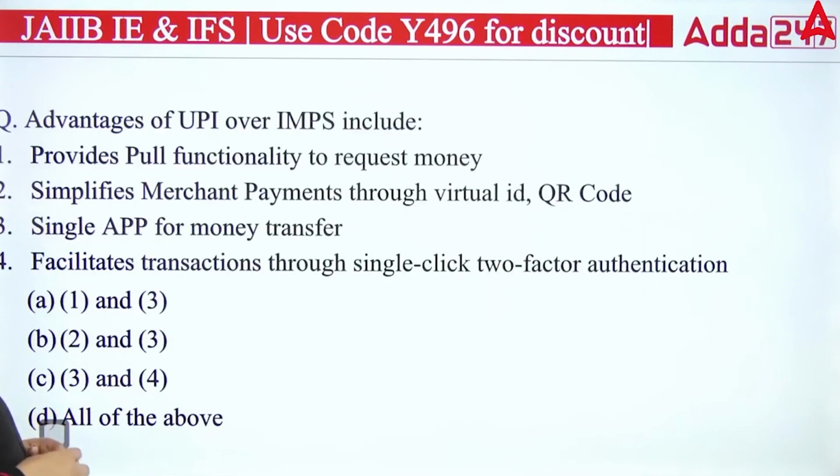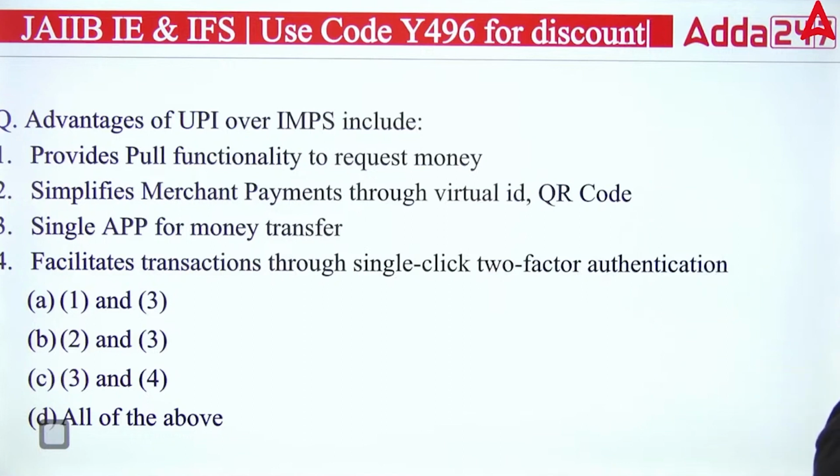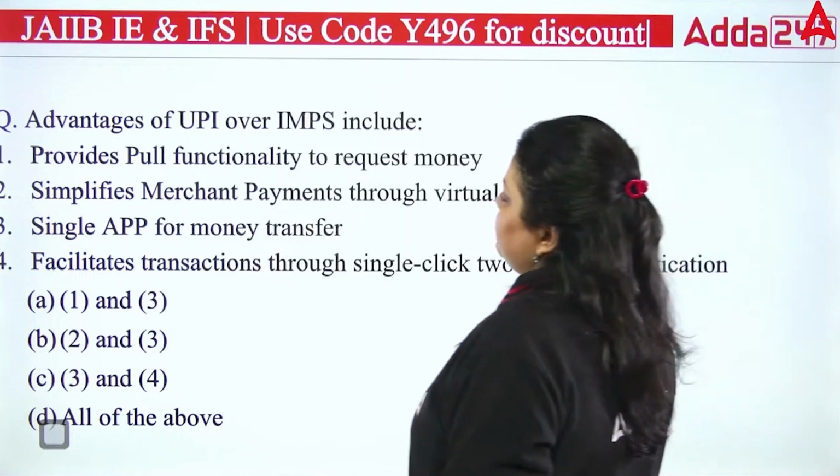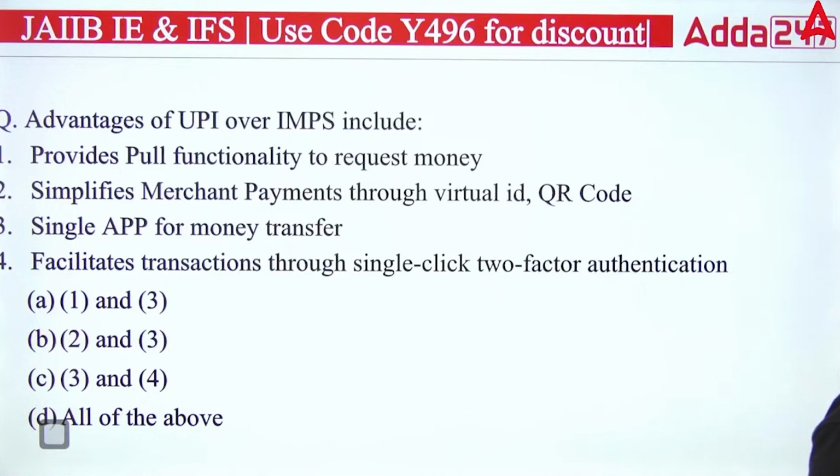That is talking about advantages of UPI over IMPS. So UPI, you all know, is Unified Payment Interface, and IMPS is Immediate Payment Service. Both are services that have been introduced by the NPCI, National Payments Corporation of India, but still they have differences. So what is the difference between the advantages of UPI over IMPS? Like the thing that is available in UPI but not in IMPS.